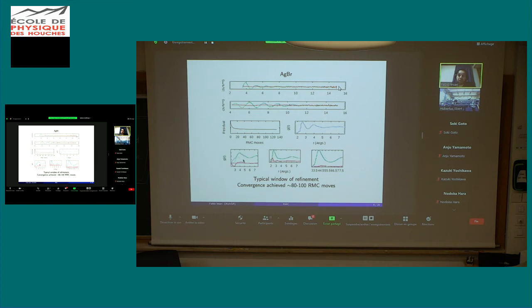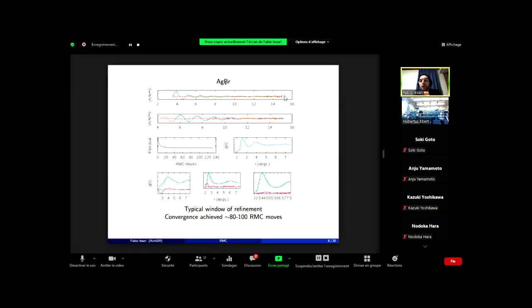In the case we have two atoms, we have three different partial distributions, because we have silver-silver, silver-bromide, and bromide-bromide. And then here we have the total one.